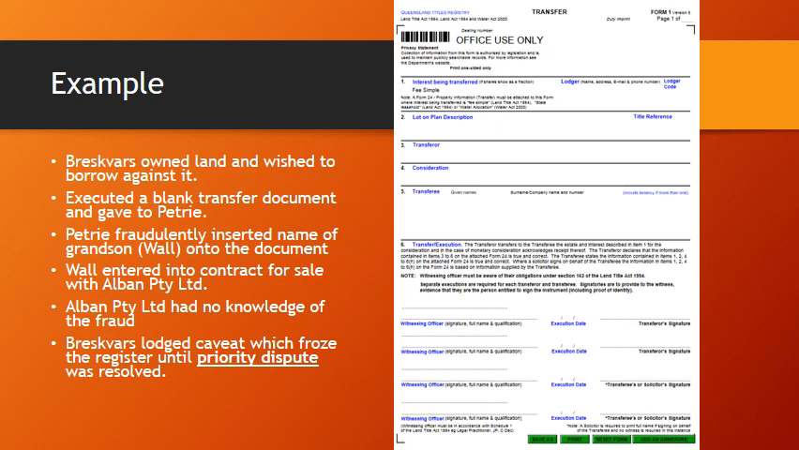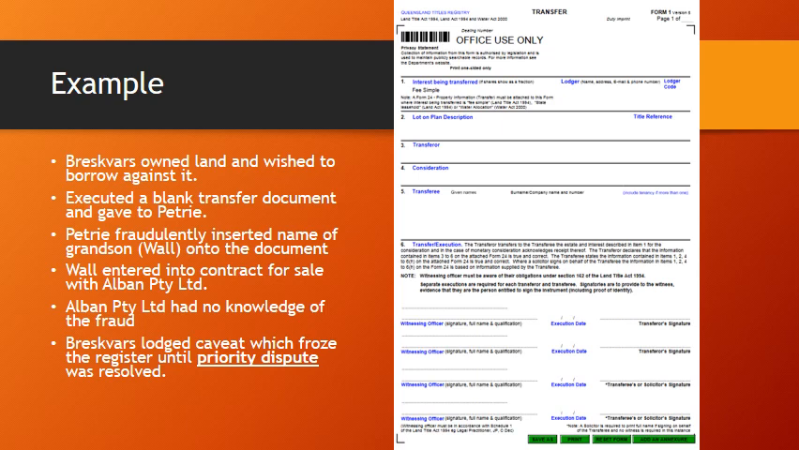So let's just assume that last dot point hasn't happened yet. What would happen if the contract between Wall and Albin settles? Albin essentially becomes the registered owner of the fee simple. Albin didn't know anything about the fraud. Their interest is going to be indefeasible. We'll talk about exceptions to that rule, but that's the general premise of immediate indefeasibility. Under section 184, subsection 1, they only have to take their interest subject to other registered interests.